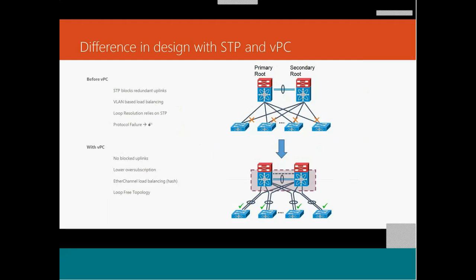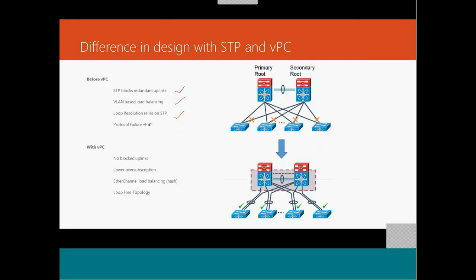The differences between STP and vPC. STP blocks redundant uplinks, uses VLAN-based load balancing, and loop resolution relies on STP. Again, if there's a protocol failure or certain design flaws, you are into a bigger mess, because a loop in a spanning tree topology creates a lot of issues in network convergence, and also creates a huge impact in the production environment.